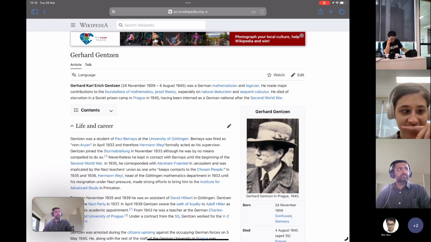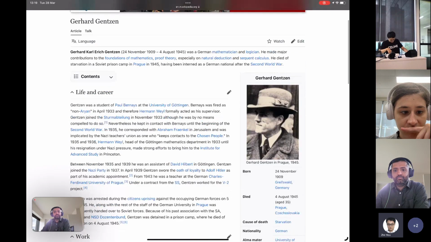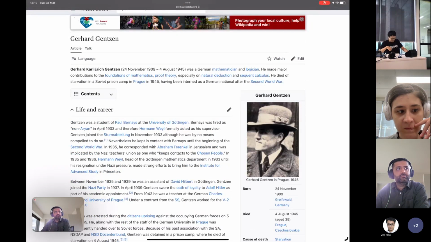And so you can see actually in the first paragraph, the introduction says he's the guy who invented natural deduction as well as sequent calculus. And I think in our reading group we'll talk about both of them. He died young. He died very young. I think he died when he was 35. Died of starvation. It's crazy.